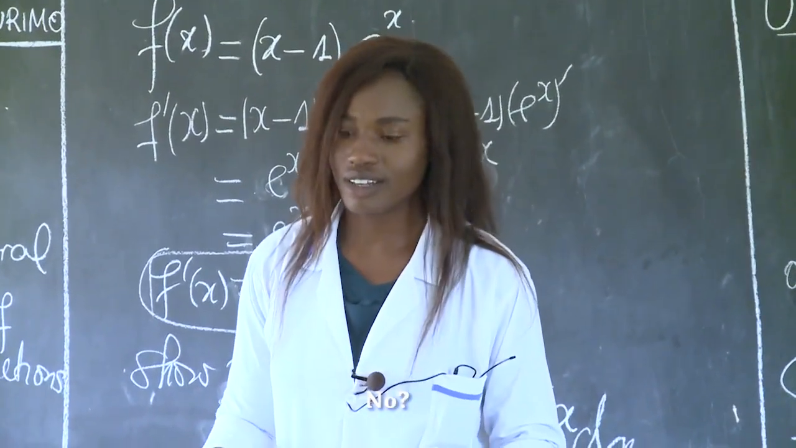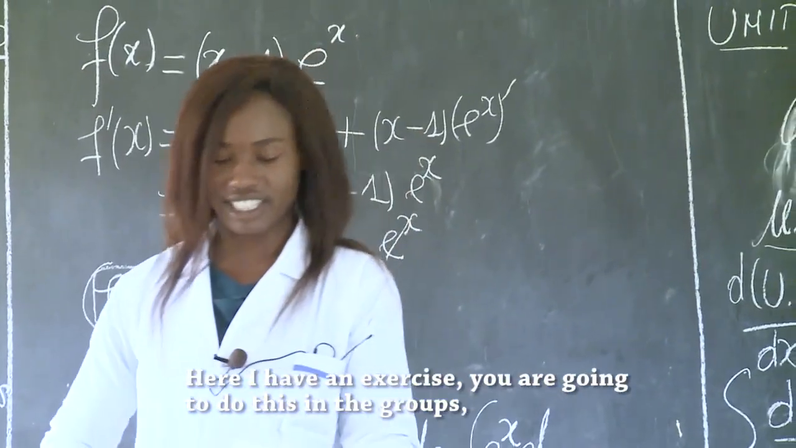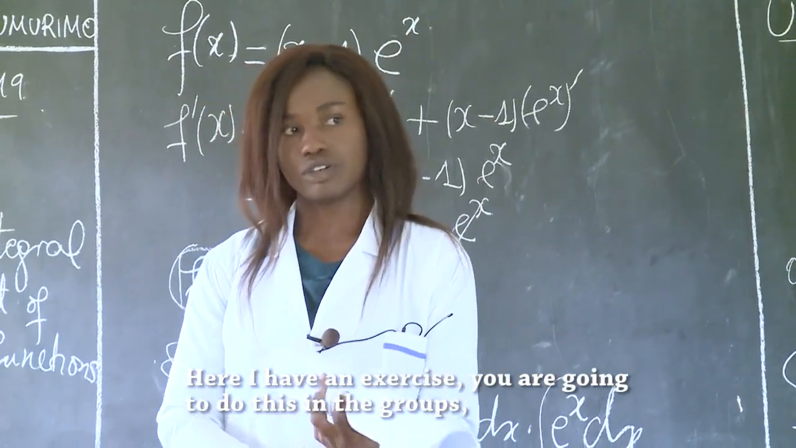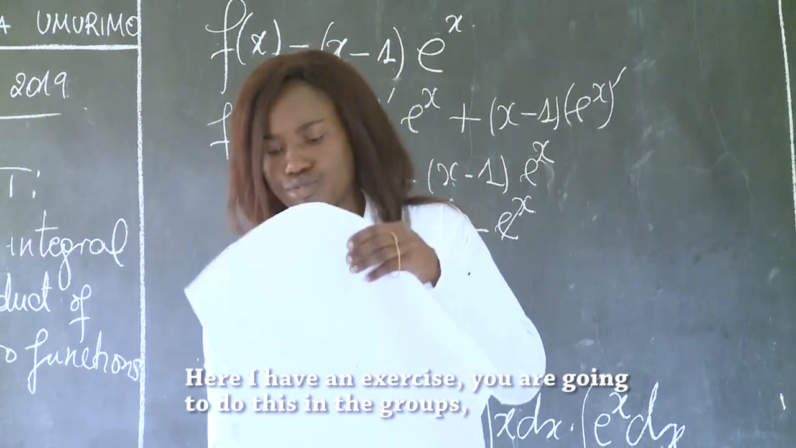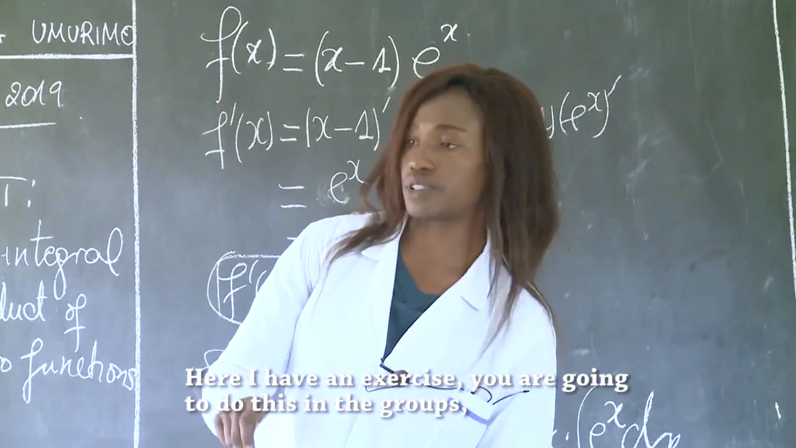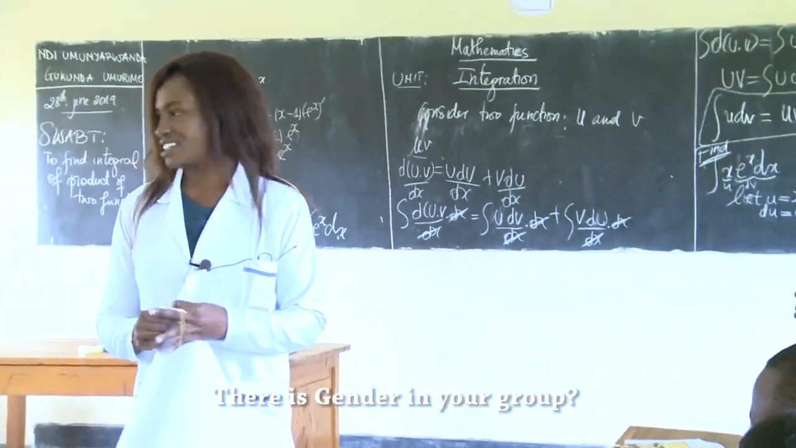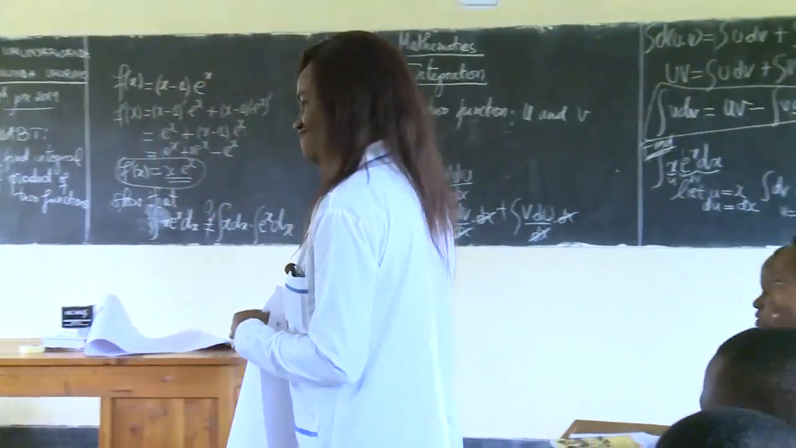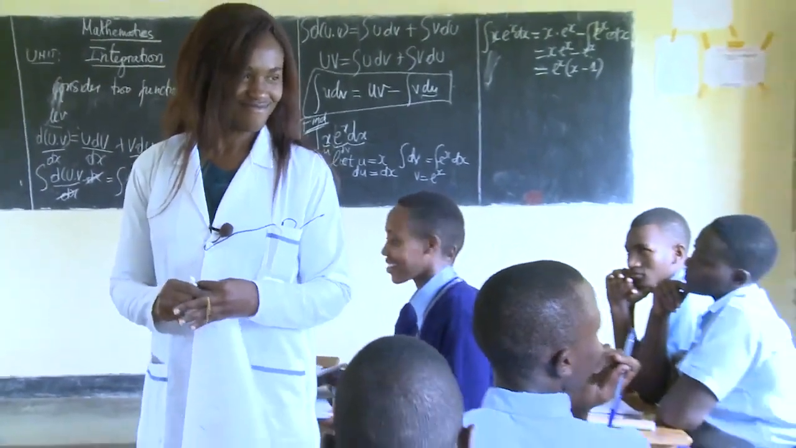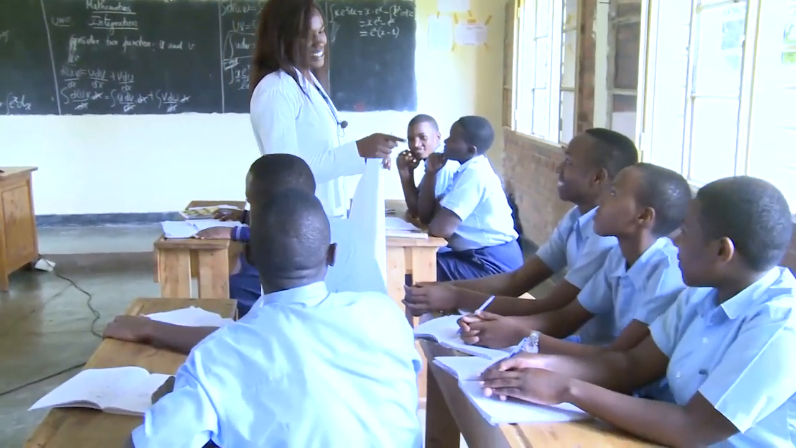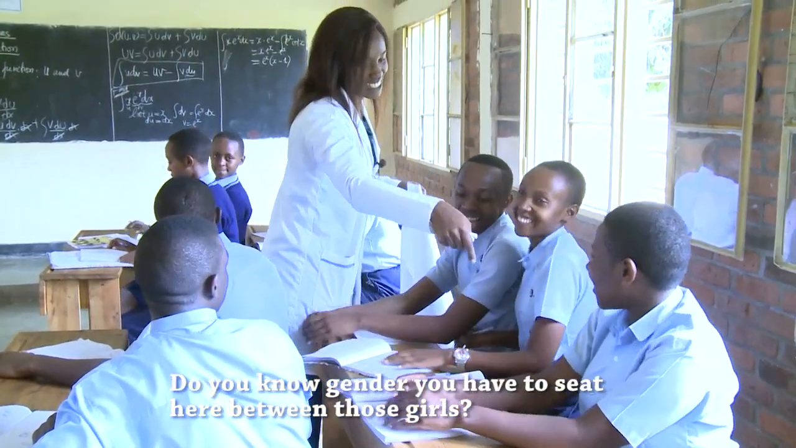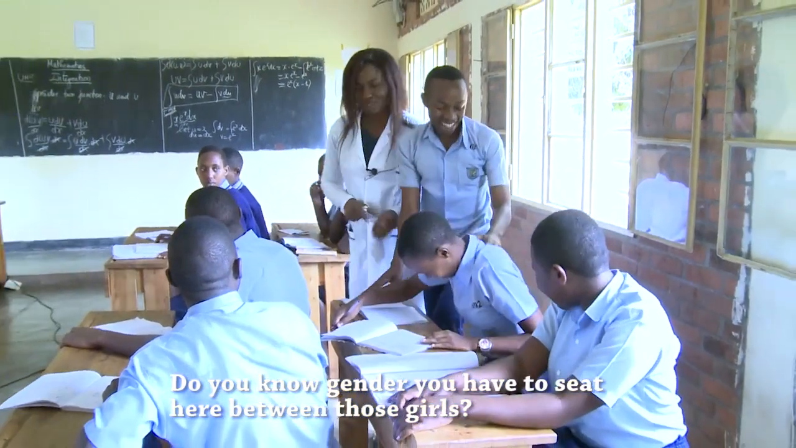Do you have a question? No? Here I have exercises. You are going to do this in the groups. How are your groups? There is a gender in your group. You ignore the gender. You have to sit here between those two girls.